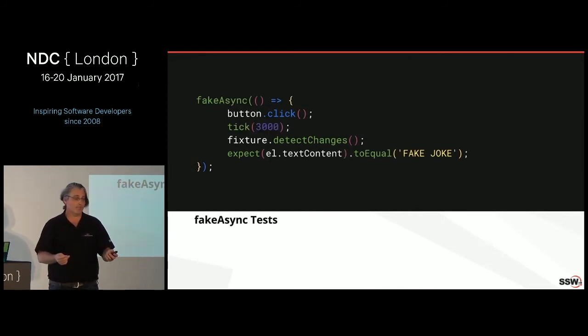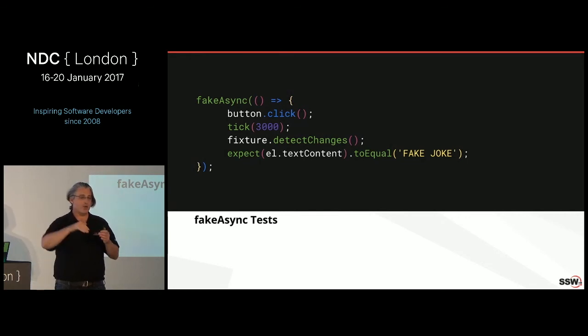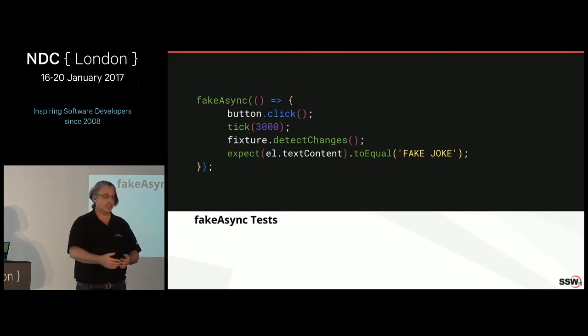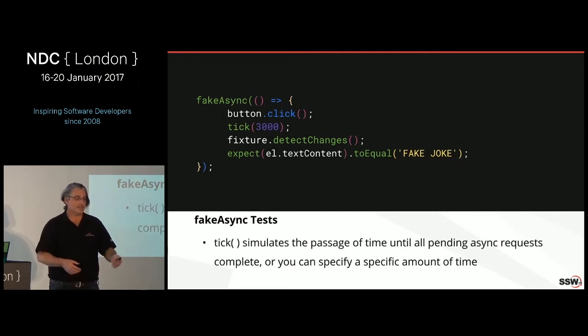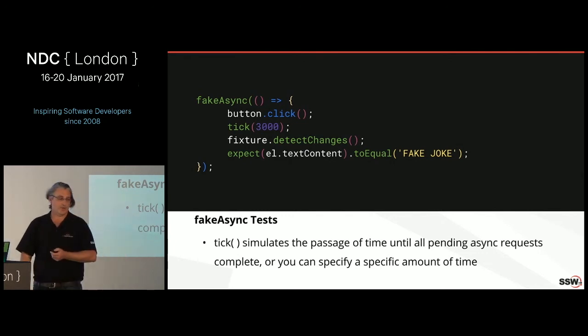FakeAsync works similarly. The benefit of fakeAsync, instead of needing whenStable and returning a promise, is that it gives you a very linear test. With fakeAsync, we call button.click. It puts a microtask on the queue in our test zone, and then you can call the tick method. The tick method controls time. So you can say, pretend that all those are done. And then you can call detectChanges, trigger change detection, and then do your assertions. So tick simulates the passage of time until all of the pending async requests are done, but it also lets you, like in the example, pass in 3,000 milliseconds. Simulate 3,000 milliseconds passing before you detect changes and do your expectation.